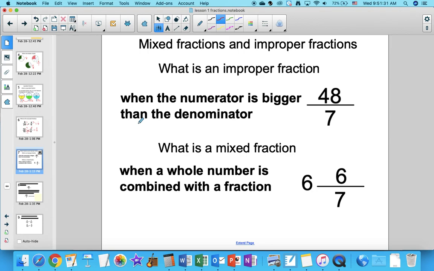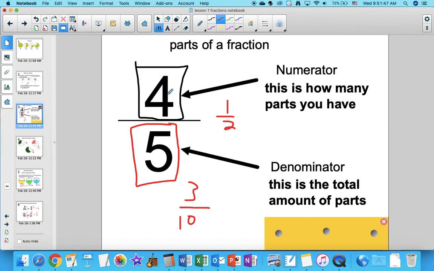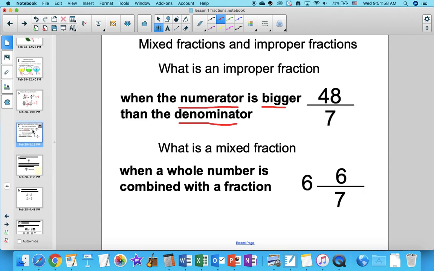So, mixed fractions and improper fractions. What is an improper fraction? Well, an improper fraction is when the numerator is bigger than the denominator. So remember, when we go back to our introduction here, this is how many parts you have, and this is the total number of parts, right? You can't have more parts than the total. That's like saying, out of 10 apples, I have 15. That doesn't make sense, right? So this is called an improper fraction because it's saying out of 7 parts, I have 48, right? Out of 7 people, 48 are there. That doesn't make any sense.